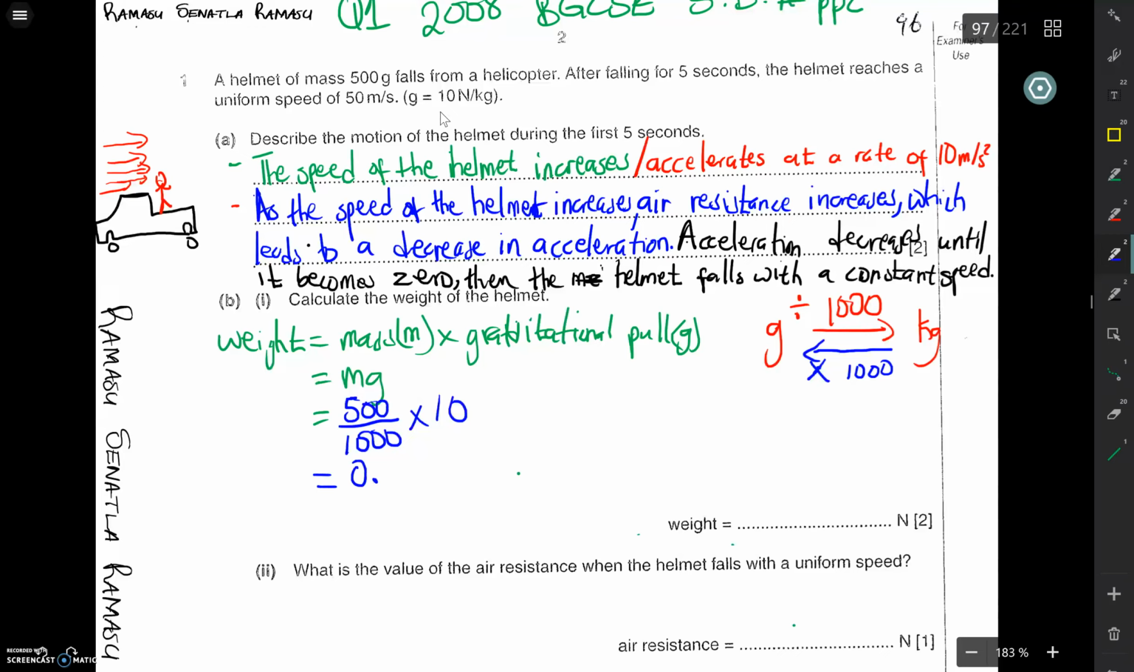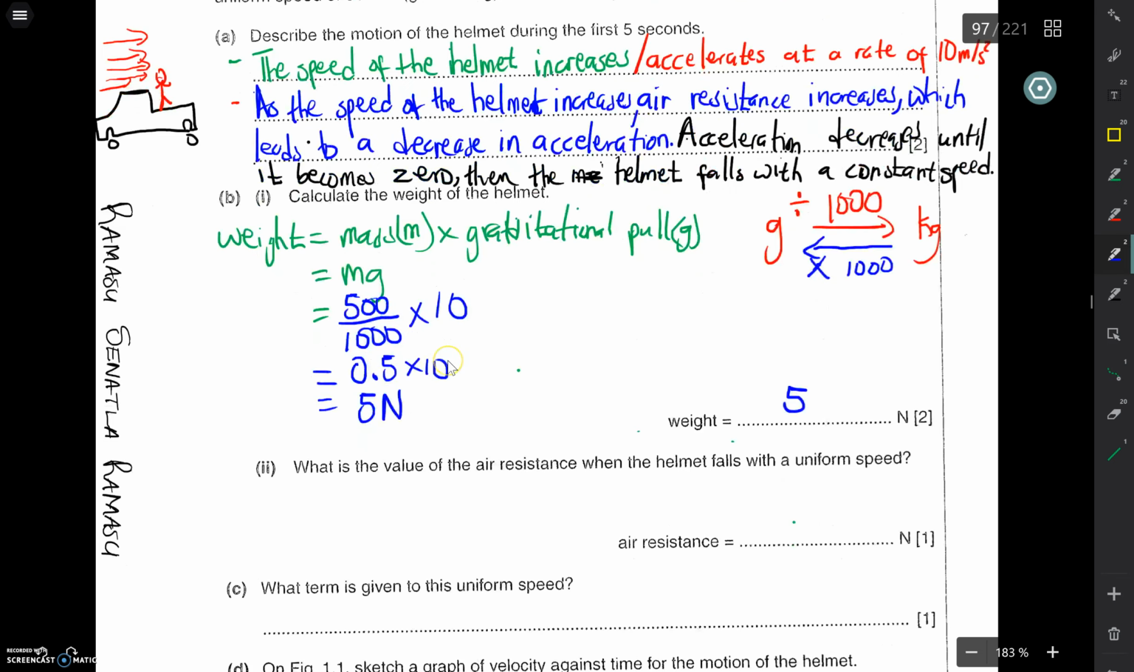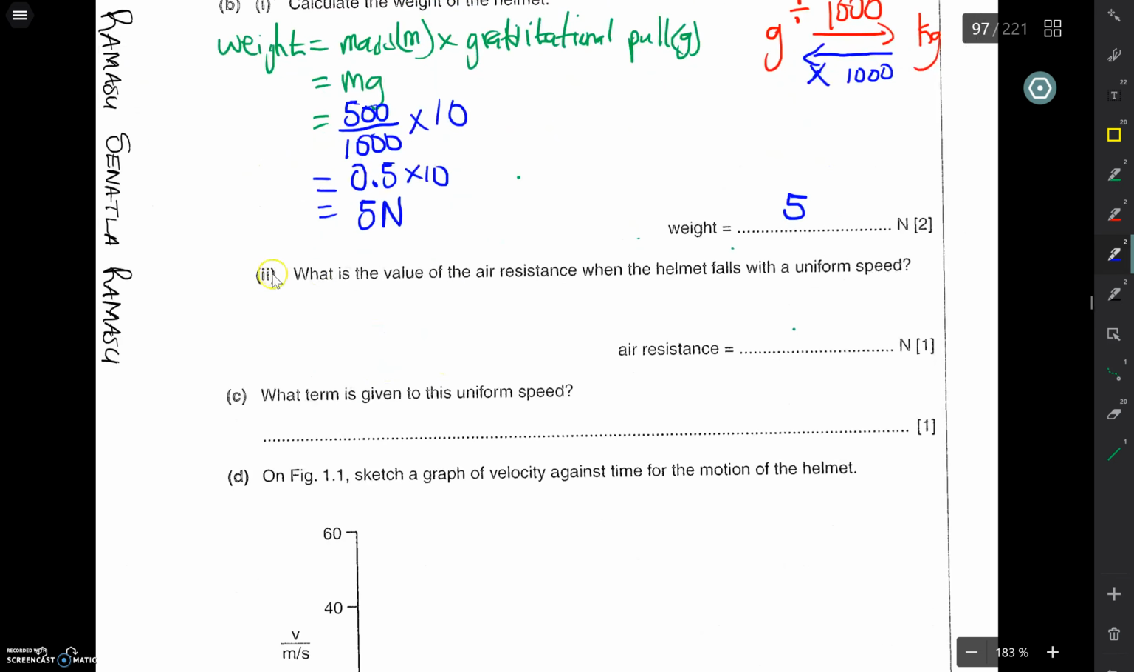Now this is 0.5 times 10. So this gives you 5 newtons. So the weight of the helmet is 5 newtons. Alright? Then part 2 says what is the value of air resistance when the helmet falls with a uniform speed?